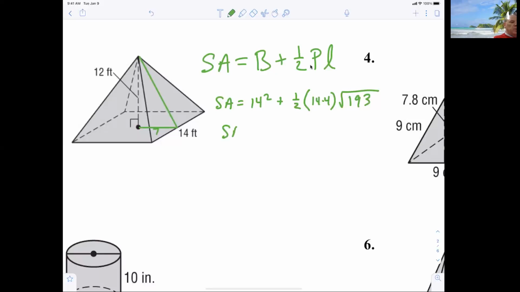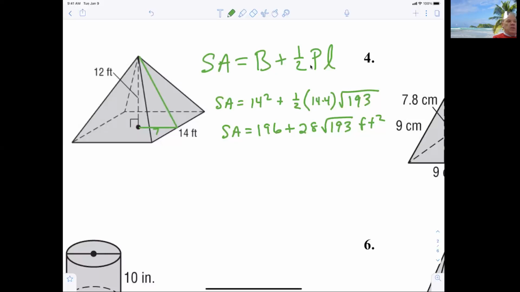So now here we go. Surface area equals, what's 14 squared? 196 plus 1/2 of 4 times 14. 56 divided by 2. Yeah. All right, it's 193, you guys said, right? So now we would then say square feet. Now, again, that would be the what? Exact answer. That's what we're shooting for, the exact answer.